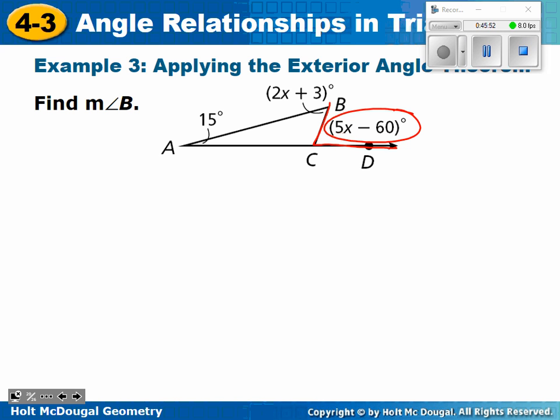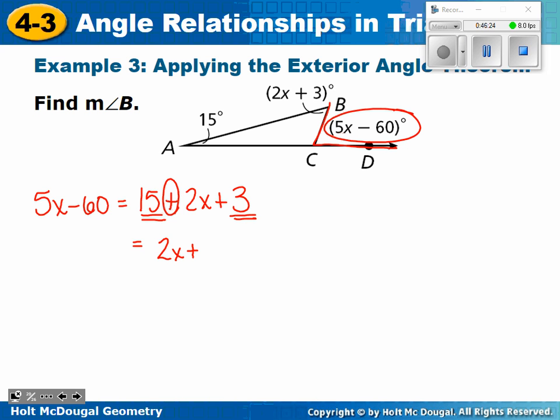Alexander? There you go. Very good. Exactly. So the exterior angle should equal the sum, make sure you're adding, the other two angles that are inside, not the one that's adjacent to it. All right, so then we just go through and solve. The algebra part's going to be the easy part. So combine like terms over here. What's 15 plus 3? 18. Okay, and then we have 5x minus 60 on the left.